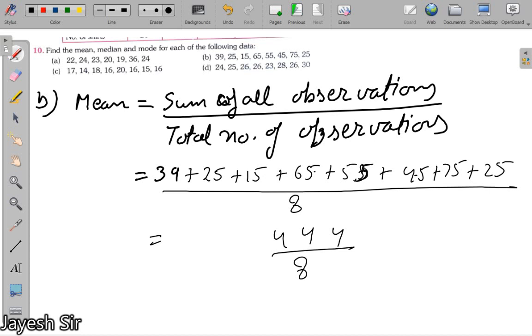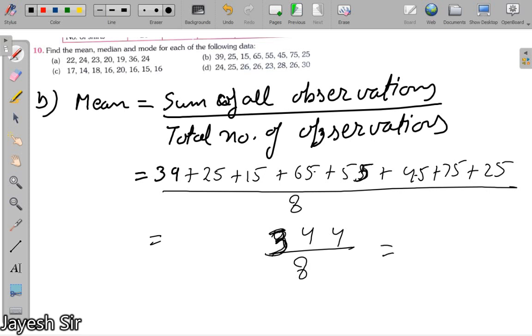Okay, let me check again. You can add this by yourself as well. I'm trying to add by myself. Okay, and we will check the answer again. 39 plus 25 plus 15 plus... the answer is 344 actually. 344.